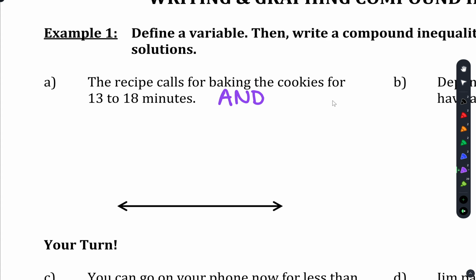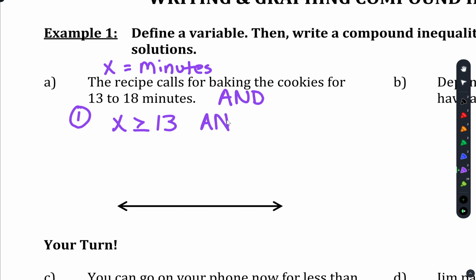I mean, you could do 14 minutes if you really want to. So one option for writing a compound inequality with "and" is two separate inequalities with the word "and" in between them. Let's call x the number of minutes that we are baking these cookies for. Then x has to be greater than or equal to 13, and x has to be less than or equal to 18. We could also squish them together. This is also a valid way to write "and" compound inequalities. We could say x is between 13 and 18. Questions about that?